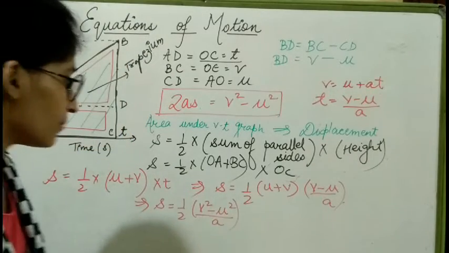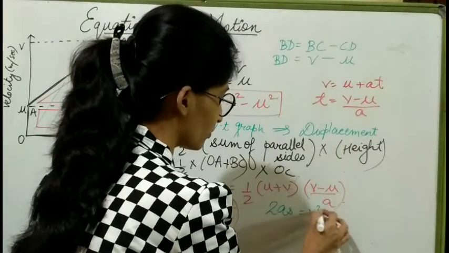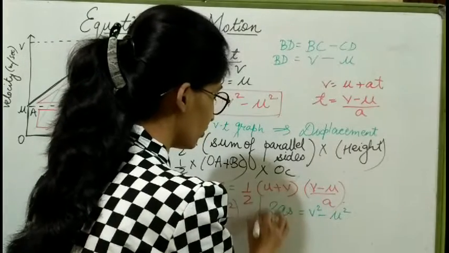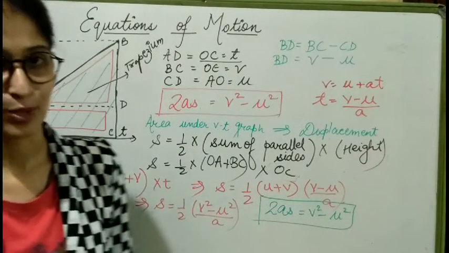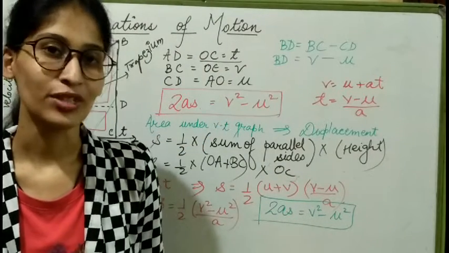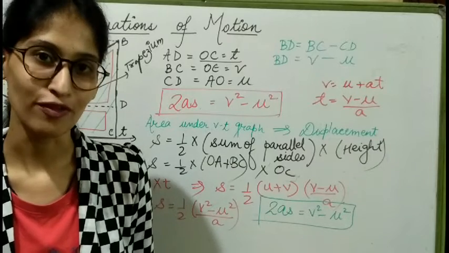Cross multiply them and we will obtain 2AS equals V square minus U square, which is our third equation of motion. In the next video, we will discuss numericals based on these equations of motion.